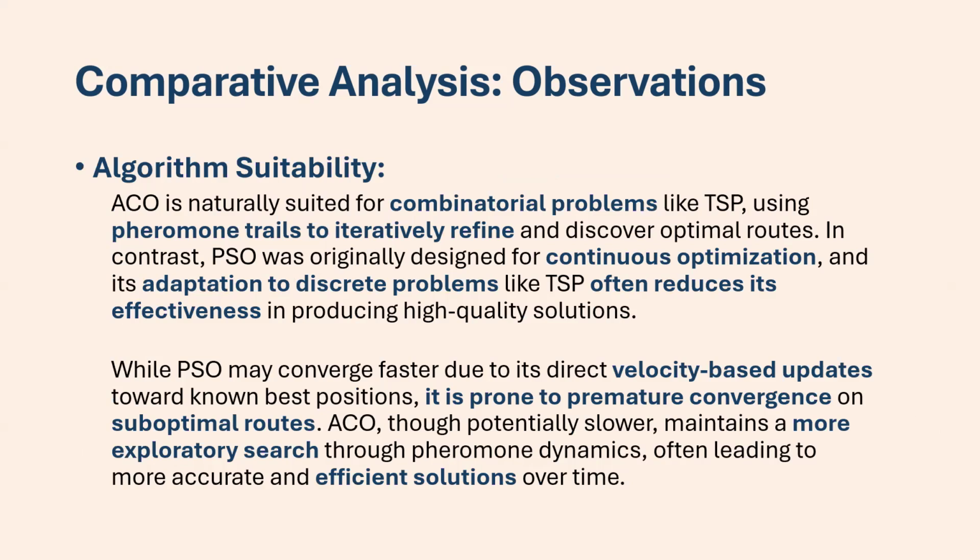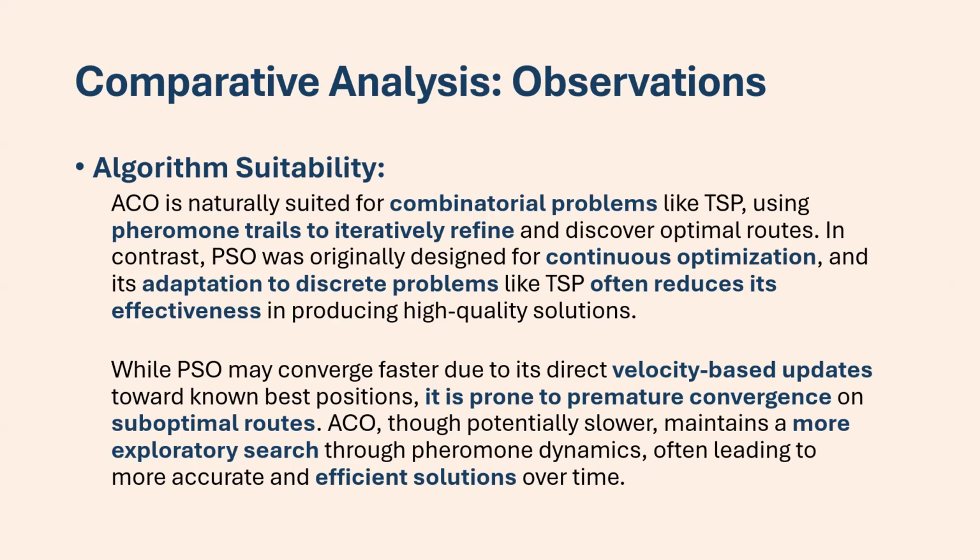On the first slide, algorithm suitability. I'll be explaining this in short. ACO is naturally suited for combinatorial problems like the traveling salesman problem. Whereas PSO was originally designed for continuous optimization problems like tuning real-world value parameters. So ACO is more aligned with the discrete and permutation-heavy nature of TSP, while PSO struggles with it.